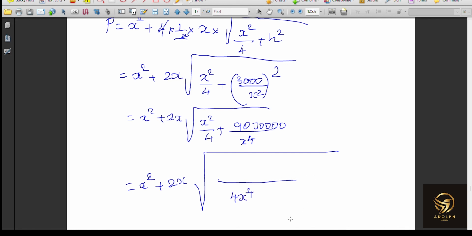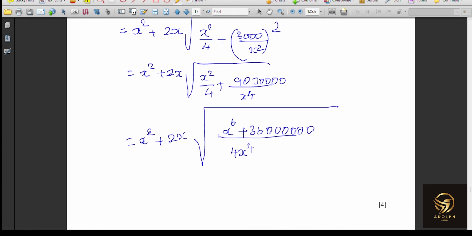So cross multiply it, x square plus x into x power 4, it is x power 6 plus 4 9s are 36, then 6 zeros, and this 4x power 4 can be taken out, so that x square plus 2x into, if you take that 4x power 4 out, it is going to be 2x square, because it's coming out of the square root, so 4 will become 2, x power 4 will become x square, into root of x power 6 plus 36 followed by 6 zeros, we will be writing it.